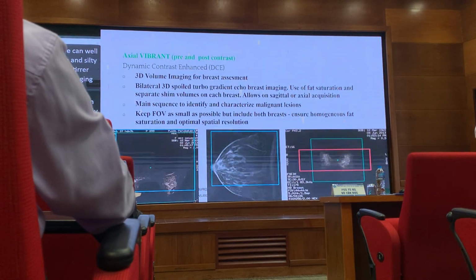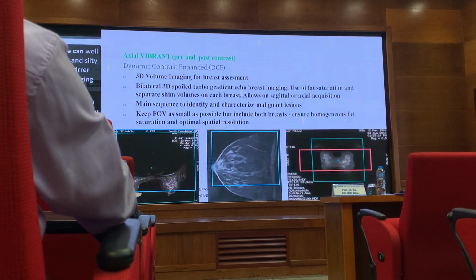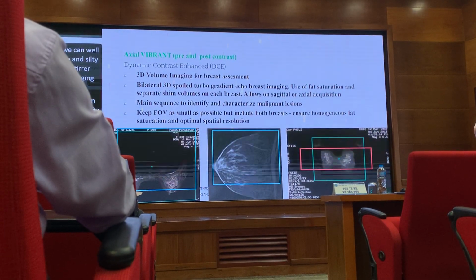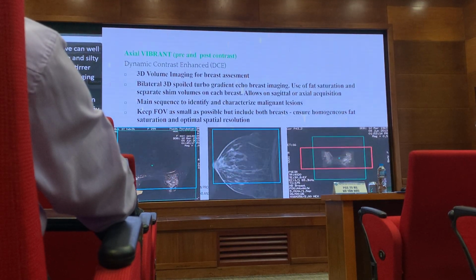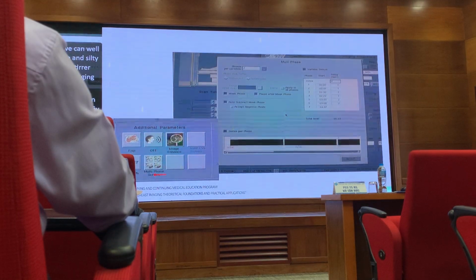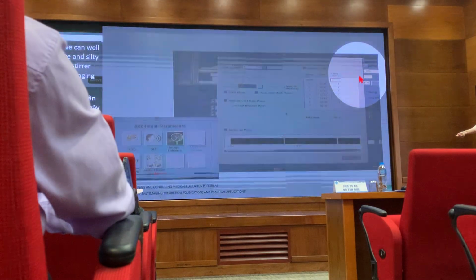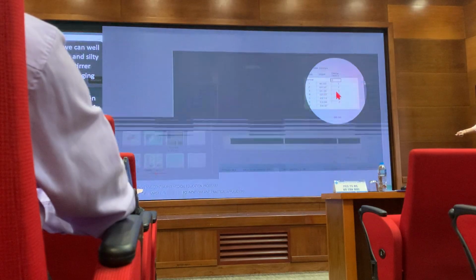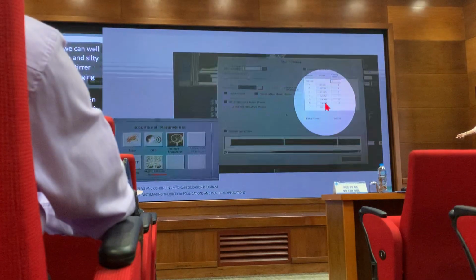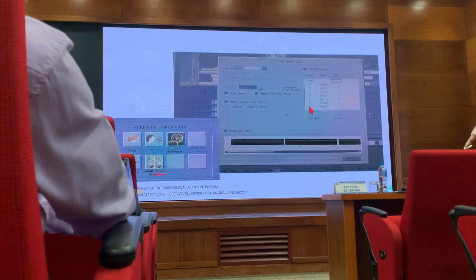For the VIBRANT dynamic contrast enhancement, as I mentioned, we will be doing one mask phase as a baseline for the breast, followed by the 6 dynamic continuously scanning for the breast, so that we're able to get 3 types of graph later on. We will do one mask phase, then each sequence takes roughly 1 minute, continuously for 6 series. The first one will be mask, after that continuous by 6 series.